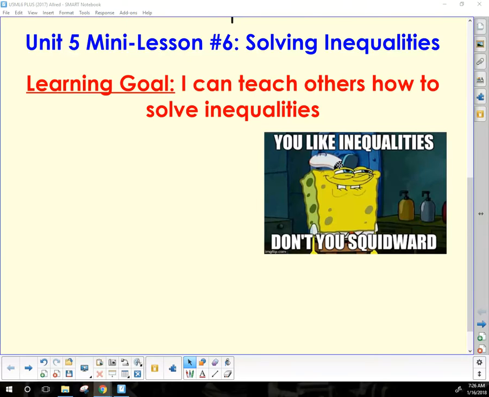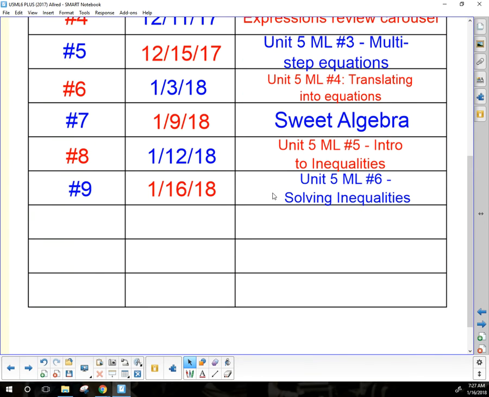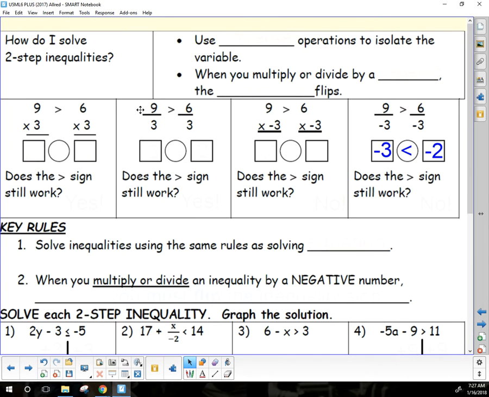Today, we're going to take all the things we learned on Friday about inequalities and what they are. We're going to start to solve some two-step and multi-step inequalities, much like we solved equations earlier in the unit. Your goal today is to be able to teach others how to solve inequalities. Today's notes are the ninth entry in your table of contents, Unit 5, mini lesson number 6 on solving inequalities. So let's get started, okay?